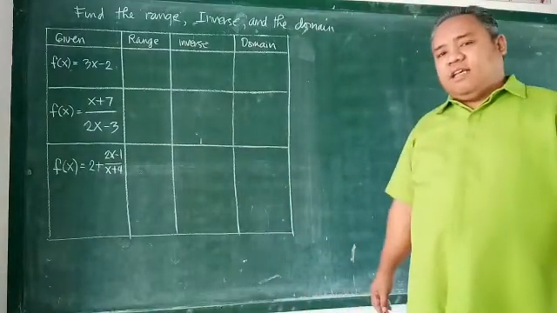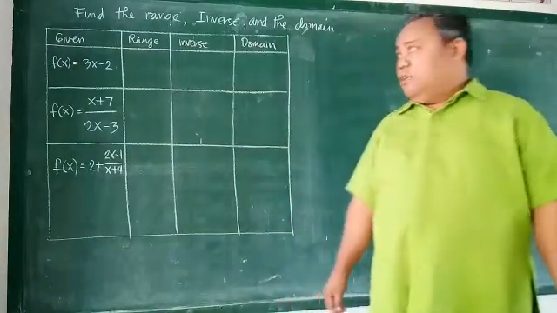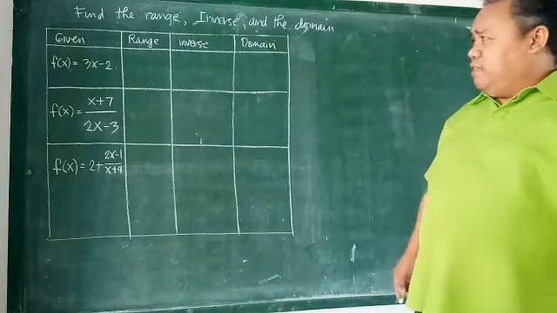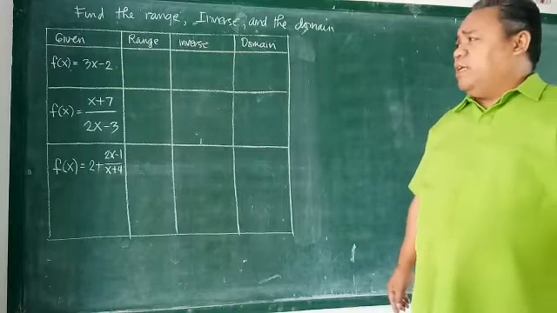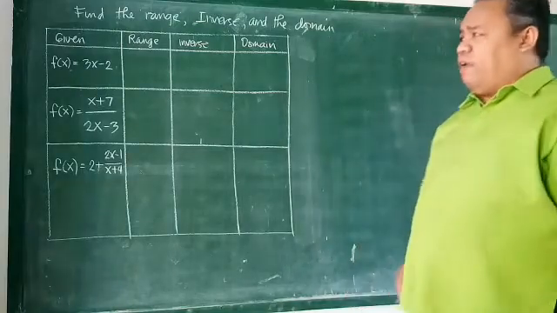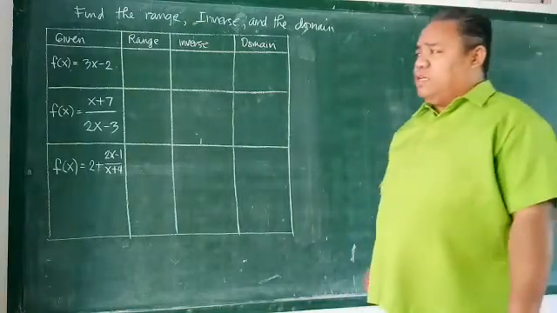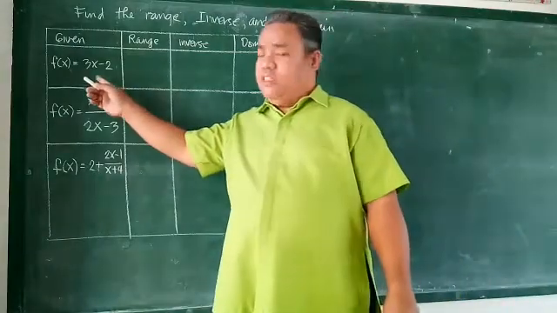Okay, we're now going to discuss lesson 2 and lesson 3. We're going to find the range, the inverse, and the domain of the following functions. Now, in number 1, we have f of x equals 3x minus 2. You see, this is a linear equation.